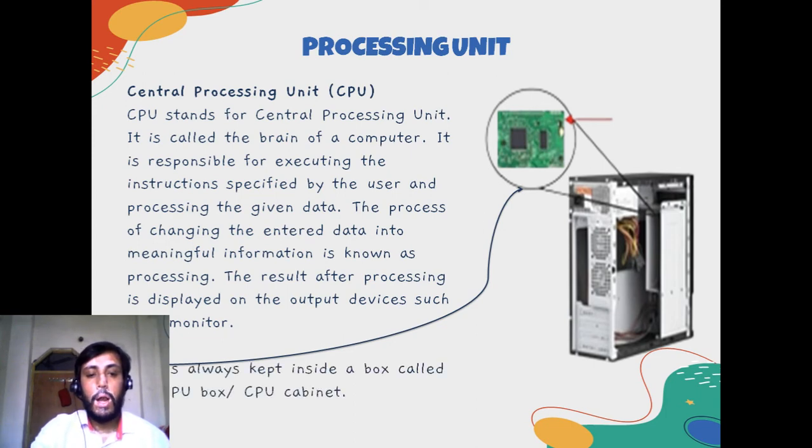The CPU is always kept inside a box called the CPU box or CPU cabinet. On the right side image you can see this is the CPU box, or CPU cabinet, and inside it is the motherboard, and on the motherboard there is a processor, which is the brain of the computer. This black spot is the processor, which is kept on the motherboard.